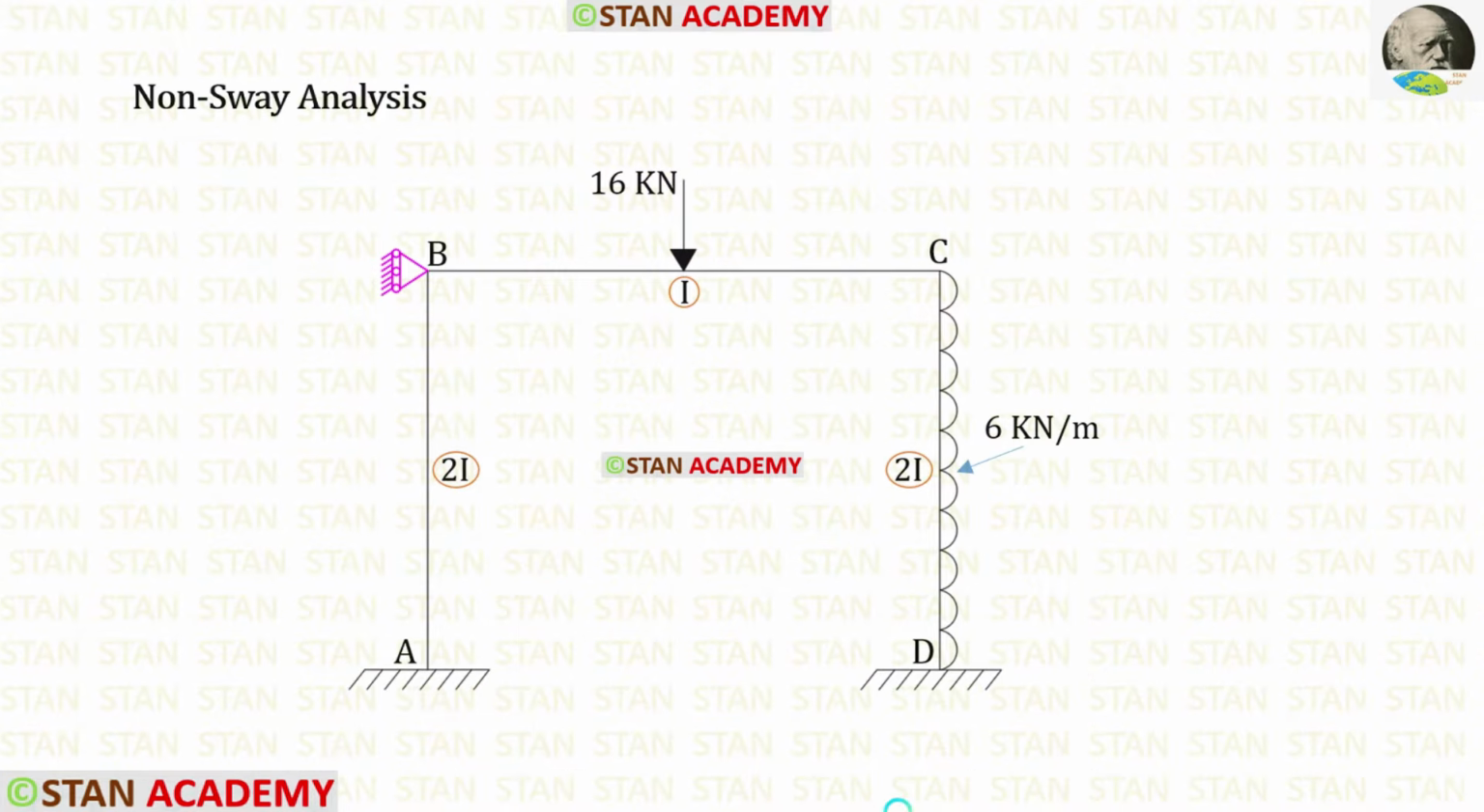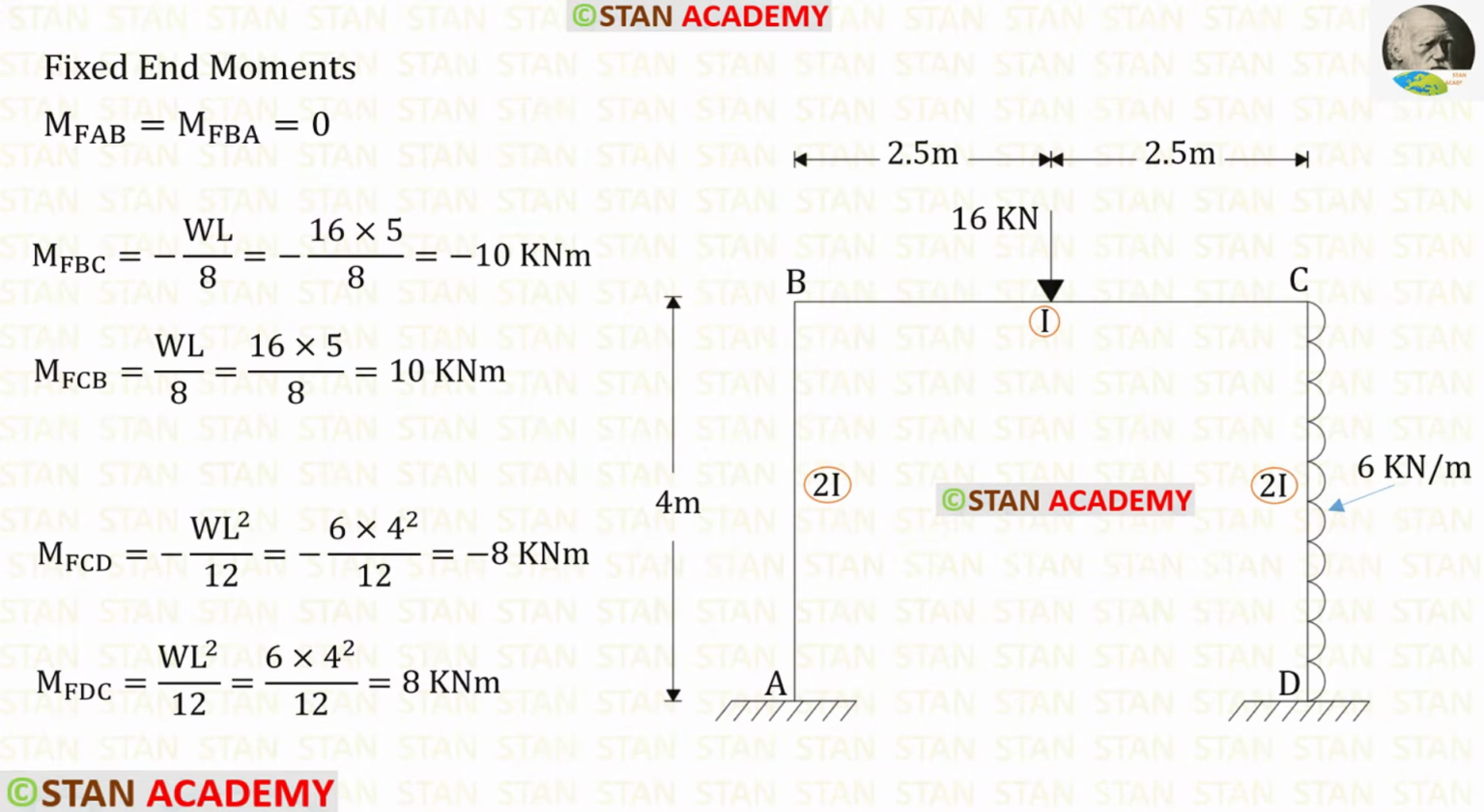Now let us start the non-sway analysis. We know that the sway force is acting towards the left side. To stop the frame from swaying, let us assume that there is a roller support in the point B towards the right side. Now let us find the fixed end moments. In the column AB, there is no load, so the fixed end moments M of AB and M of BA will be 0. In the beam BC, we have a point load 16 kN. It is acting in the center.